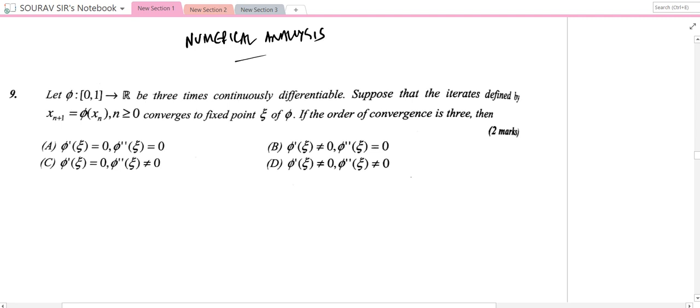And this is the second part. We are solving from this question. They are giving that phi from 0 to 1 belongs to R, 3 times continuously differentiable. Suppose that the iterates defined by x n plus 1 equal to phi of x n converges to xi, then find the order of the convergence.